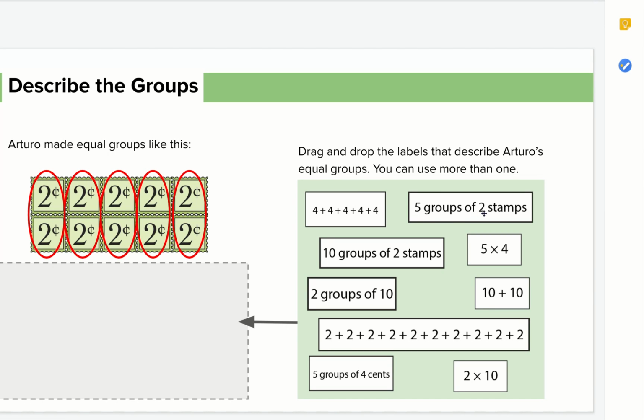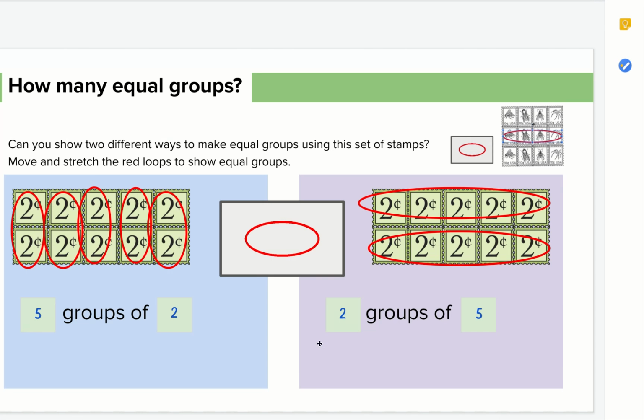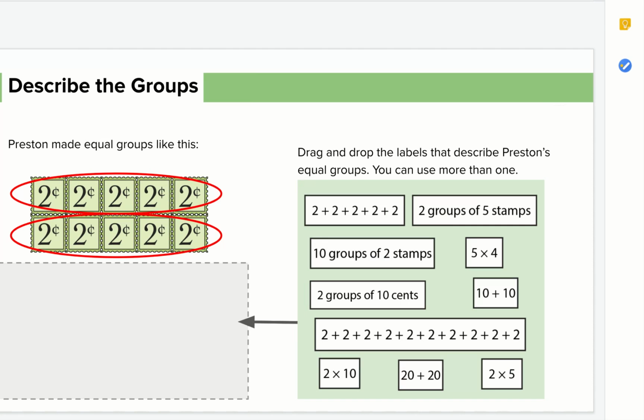Does 5 groups of 2 stamps make sense? 10 groups of 2? Do we have 10 groups? 2 groups of 10? Do we have 2 groups? Think about it. Let's see. Do we have 1, 2, 3, 4, 5, 6, 7, 8, 9, 10? Do we have 10 groups of 1? 10 groups with just a 2-cent stamp in it? Think about it. 2 times 10, does that make sense? Read and think about what makes sense here.